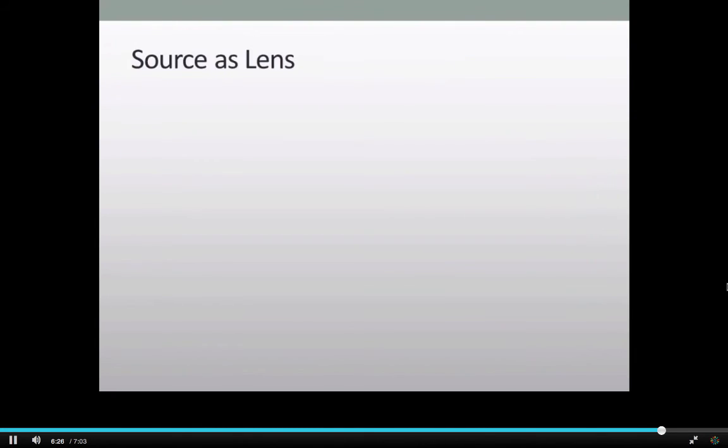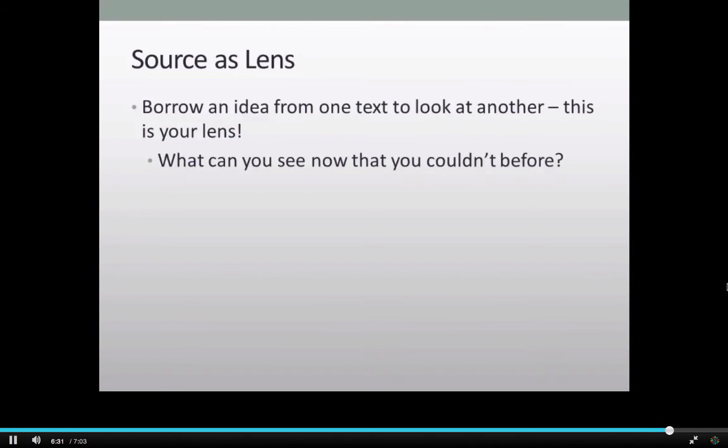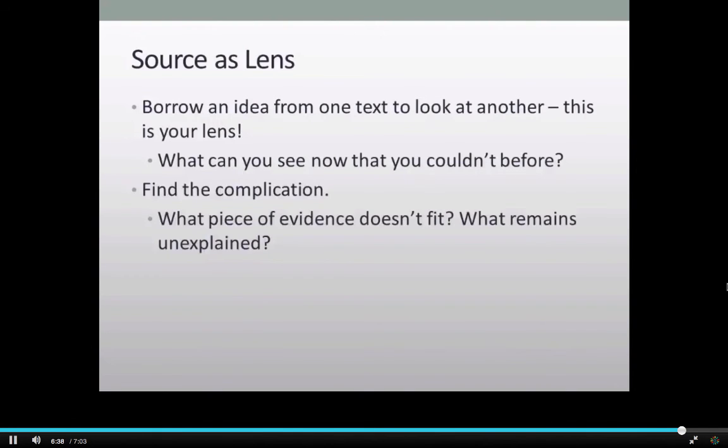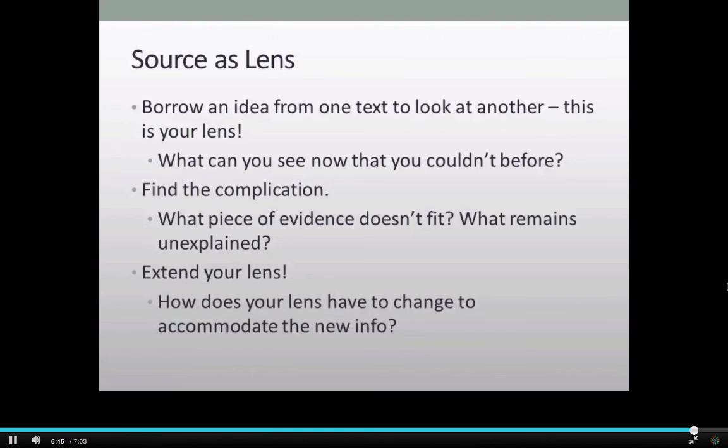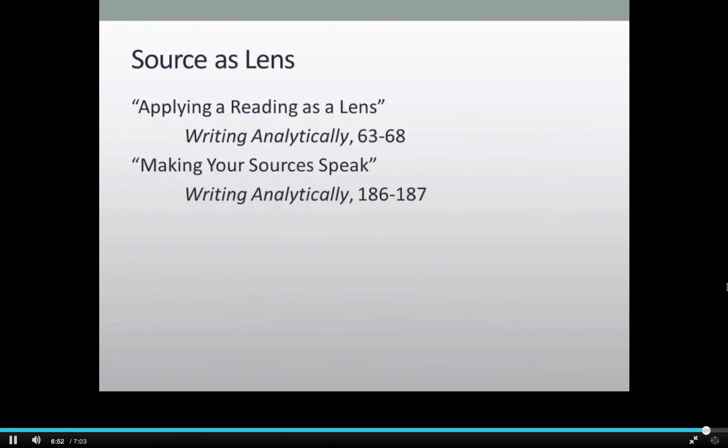To effectively use a source as a lens, you should extract a key concept or method from one of your raw essays. This is your lens. And as you use it to analyze the representations in a text, be sure to look for the complications, the things that don't quite fit or don't quite come into focus, and use those opportunities to extend the lens to make something slightly different or new that lets you better describe the phenomena that you're seeing. Accomplishing these goals is the key to Unit 2. Remember to review our selections in Writing Analytically, and be sure to address any questions to your instructor.